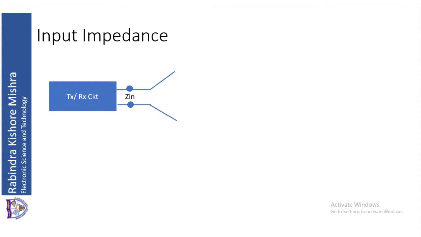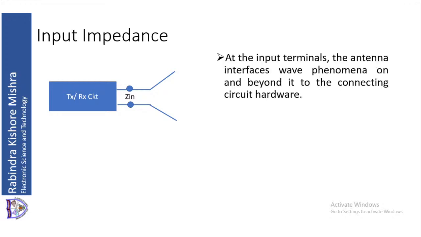TX is for transmitting, RX is for receiving. So transmitting or receiving circuit. The output of the circuit is connected to the antenna using a guiding structure. Now this circuit is connected to the antenna. As you know, in electronics, the output from a circuit is given to a load. Here the antenna acts as a load.